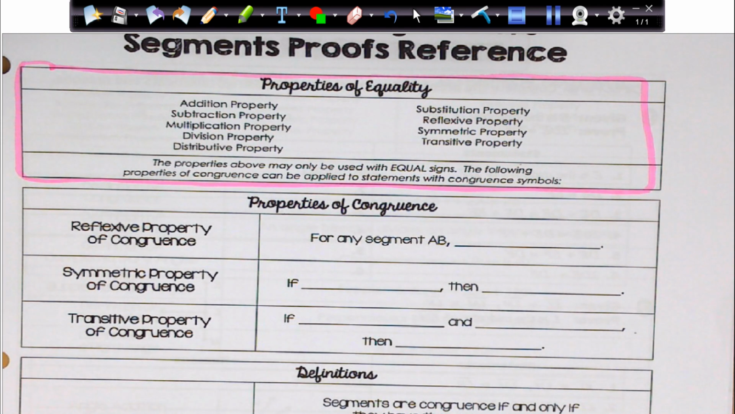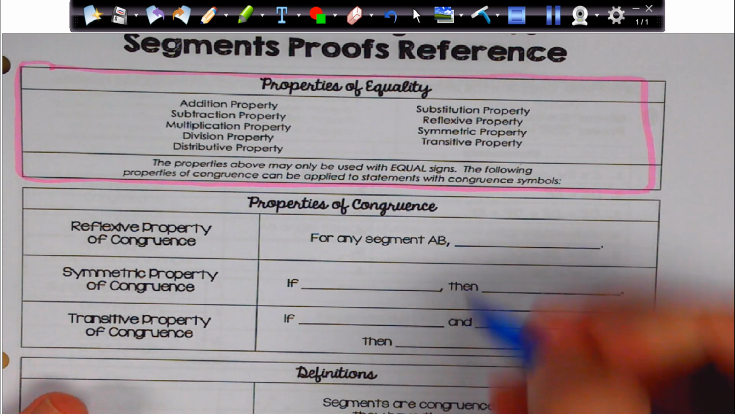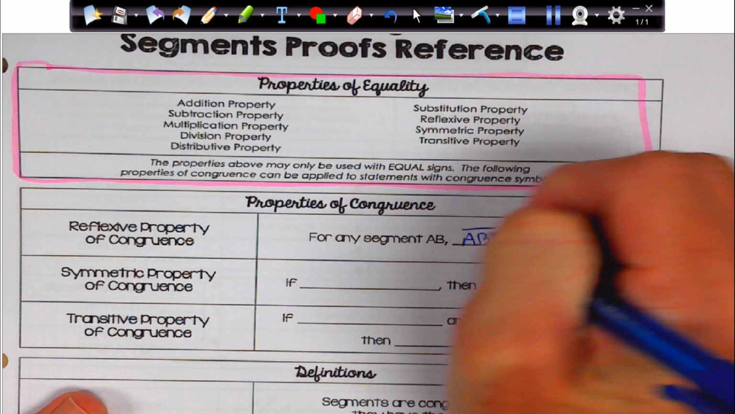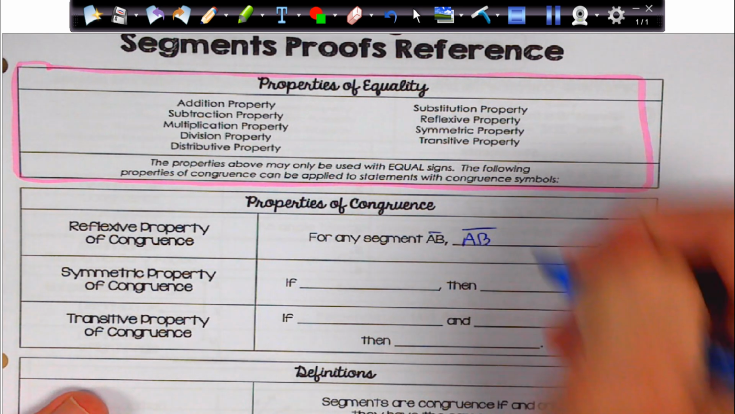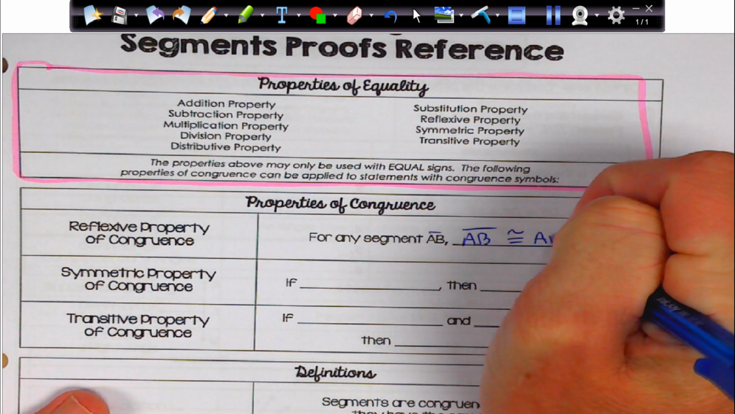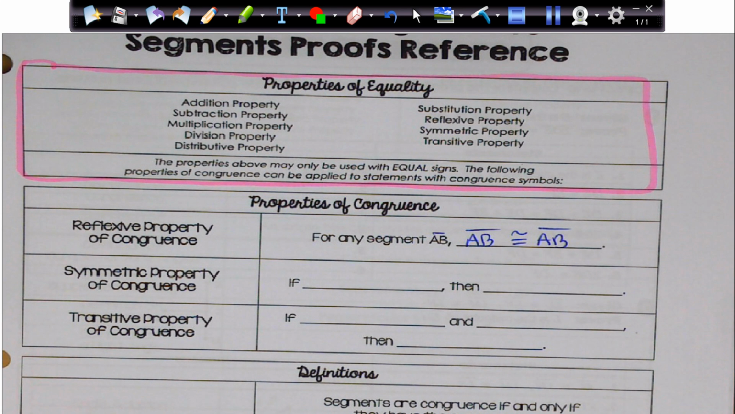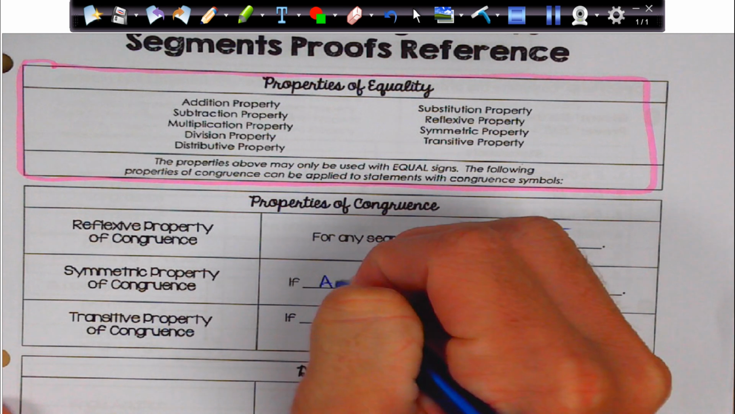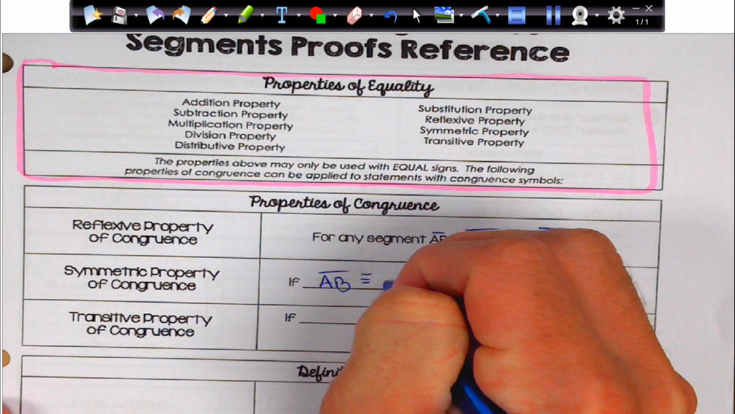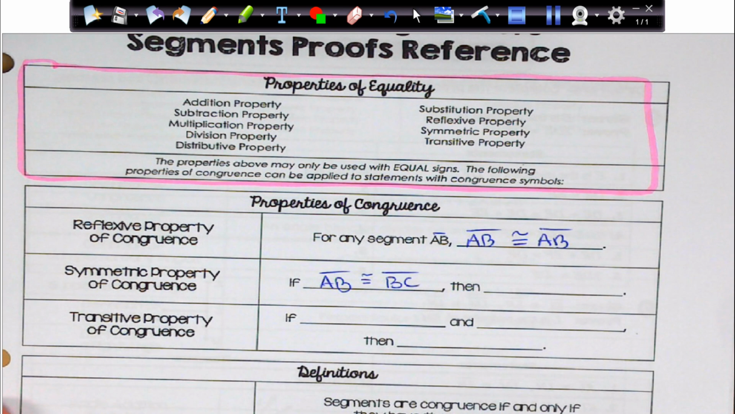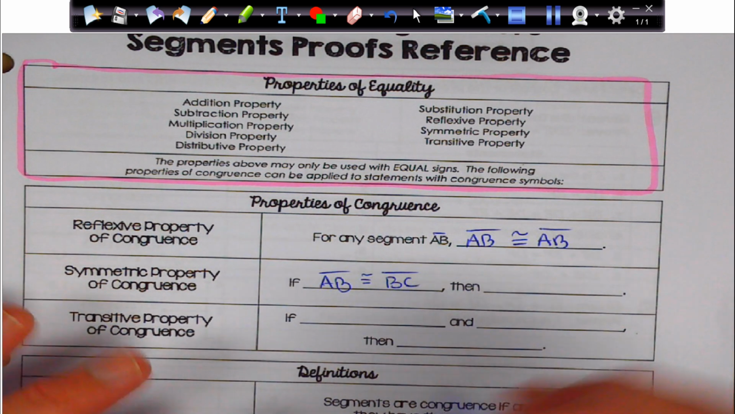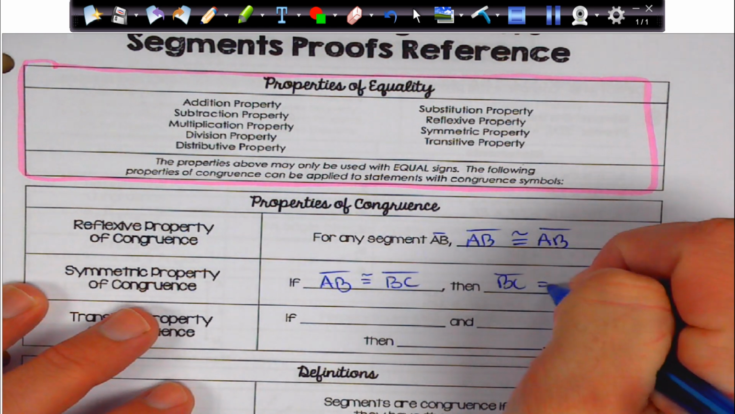Okay, so for any segment AB, we should have a little line over that, is congruent to AB. So I'm basically saying a segment is congruent to itself, right? I could overlap itself and it would be the same. Symmetric property would be segment AB is congruent to segment BC. If that was true, then I could just flip those around and that would also be true.